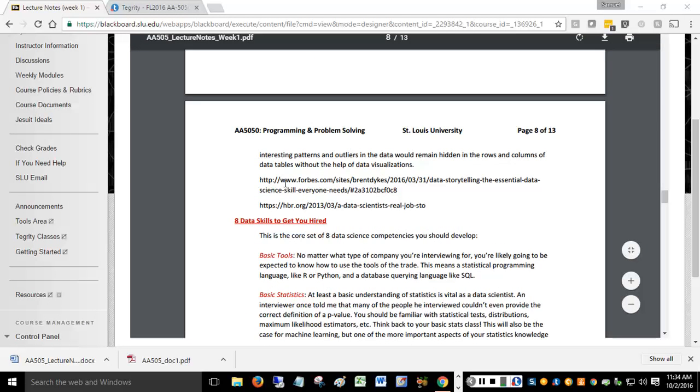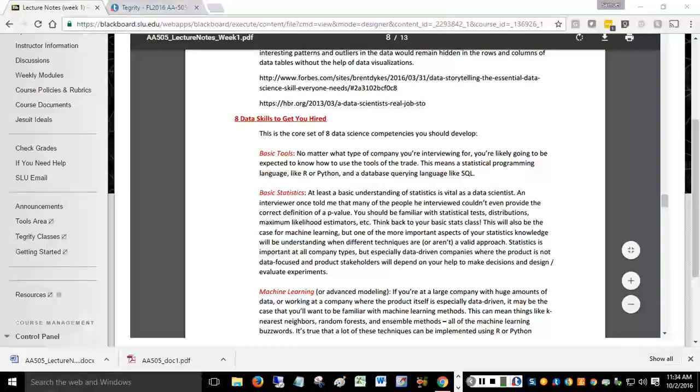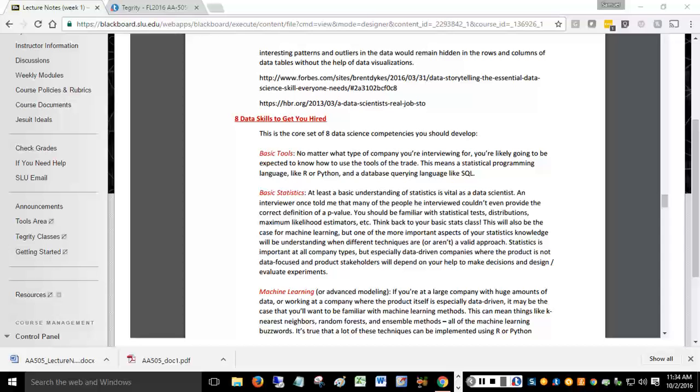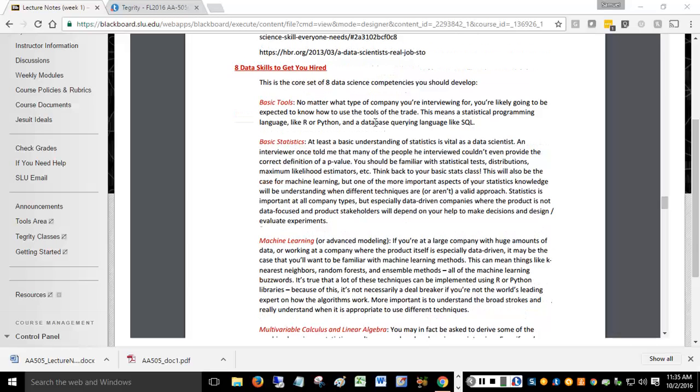I've left some links here that you can go and check out to read more about this. I also got this recently about 8 data skills to get you hired. This is a core set of 8 data science competencies that you should develop, one of which is basic tools.